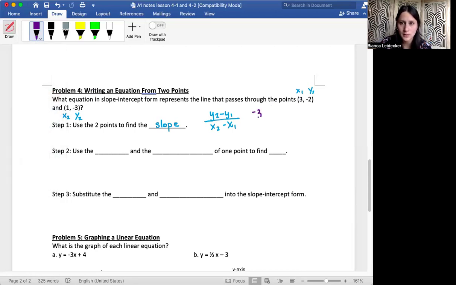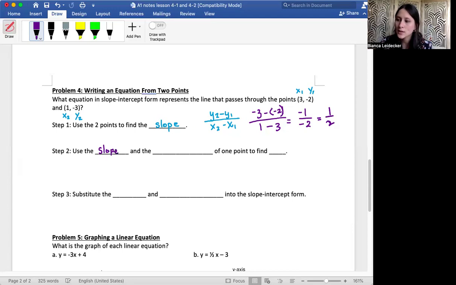So I'm going to write -3 minus -2 over 1 minus 3. When I work this out, -3 minus -2 is -1. 1 minus 3 is -2. A negative over a negative is the same thing as a positive. So I can also look at this as 1 over 2. The slope is 1/2.